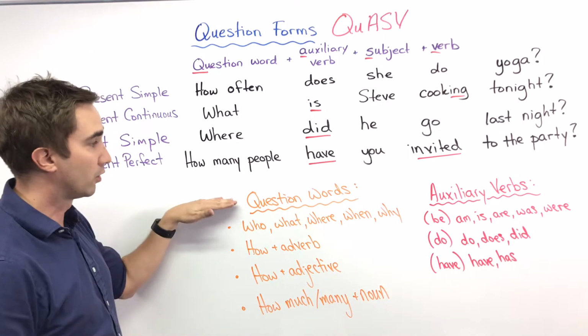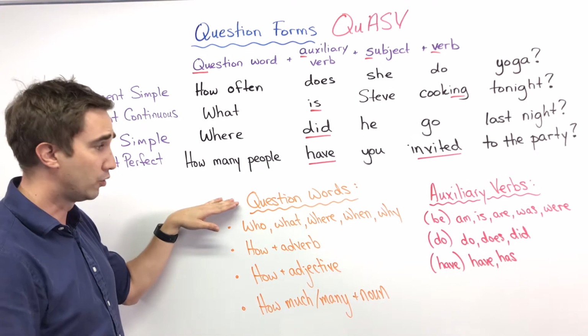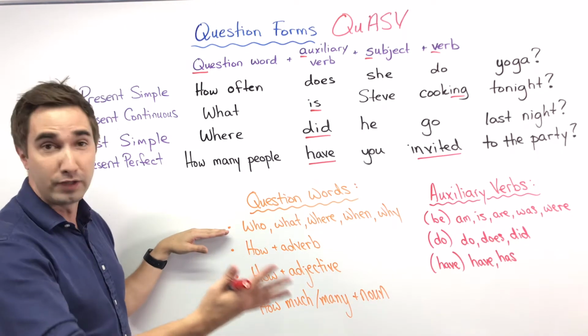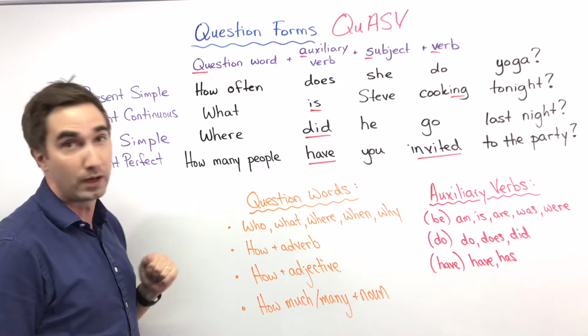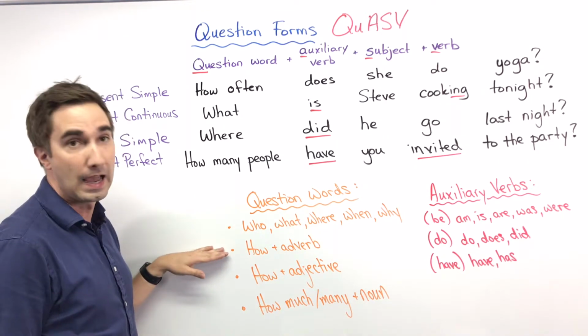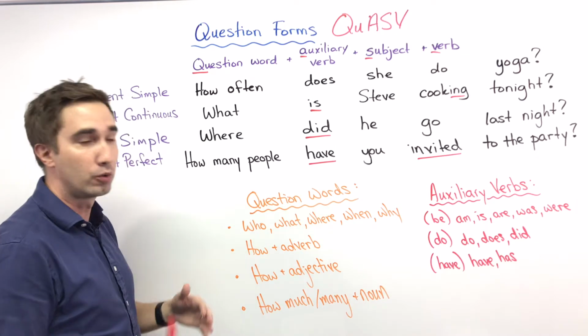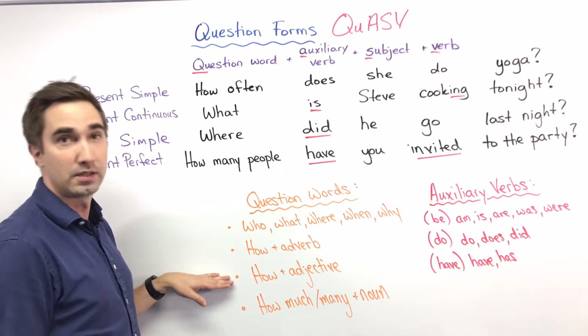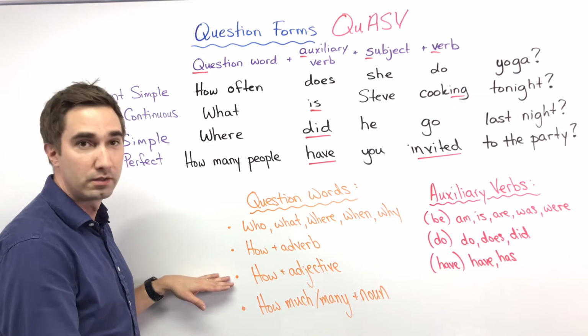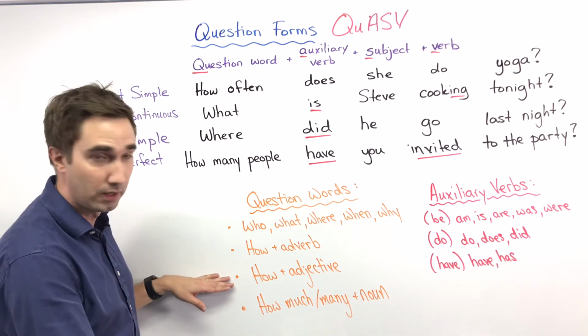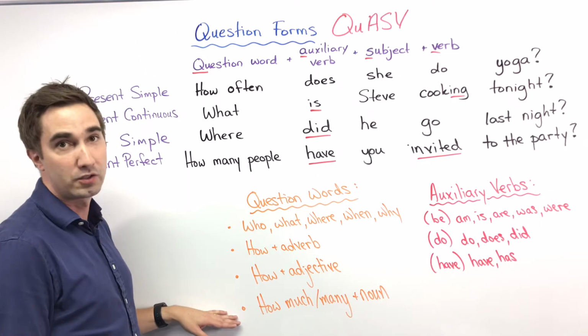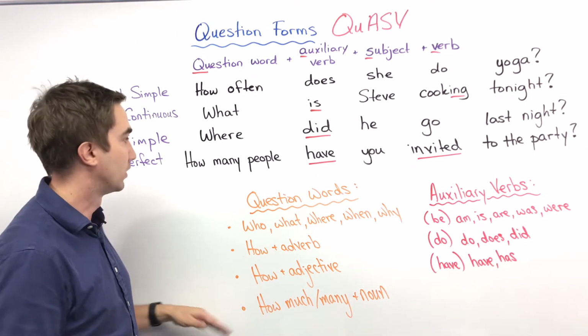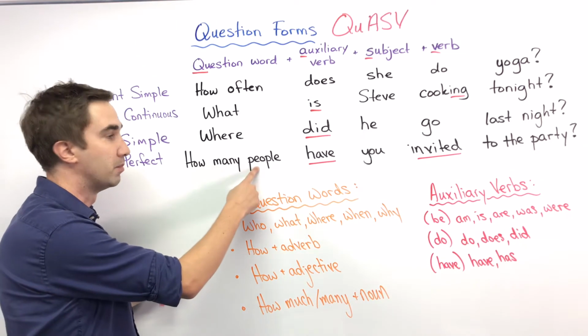Now again, here are the question words. If you don't know, the 5 W's, who, what, where, when, and why. Okay, we can say how plus an adverb, how quickly, how slowly, how fast. We can use how plus an adjective, how hot, how cold, how interesting. And we can use how much or how many plus a noun. For example, how many people.